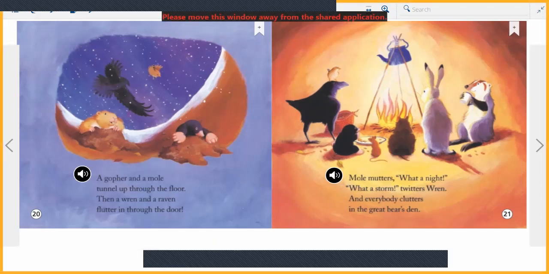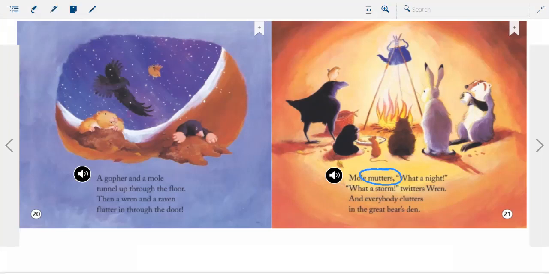So I read the word mutters here. So what do you think mutter means? The sentence says, "Mole mutters, what a night." I know that mole is saying it because of the quotation marks. That's telling us that someone is saying it when you have quotation marks. So mutter must be another word for says.